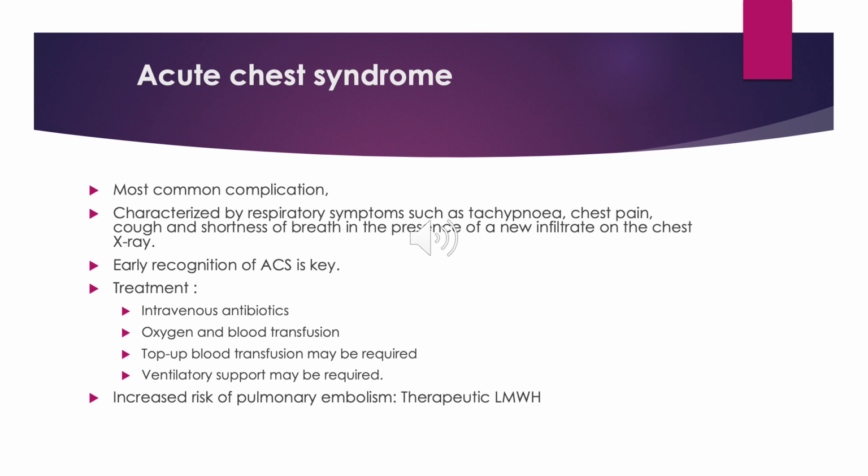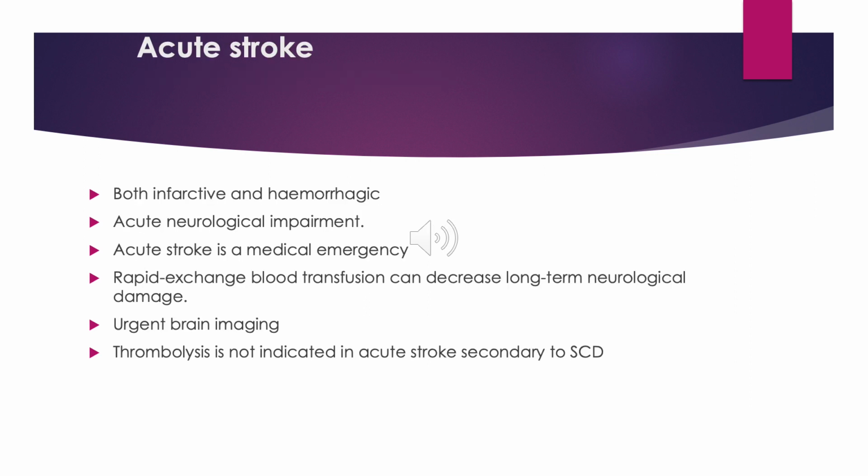Treatment: intravenous antibiotics, oxygen and blood transfusion. Top-up blood transfusion may be required, and ventilatory support may be required. These women are at increased risk of pulmonary embolism, that's why we have to start them on therapeutic low molecular weight heparin. Acute stroke is another complication of sickle cell disease.